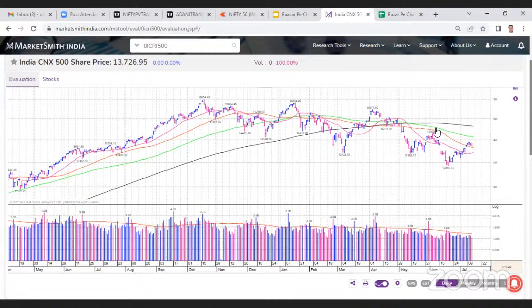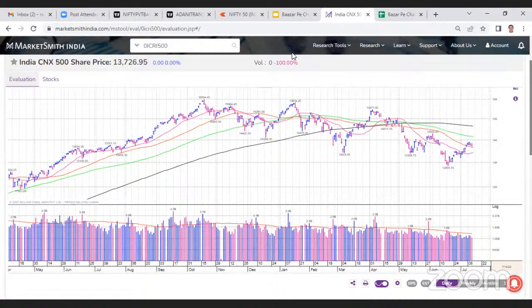Further, from a moving average point of view, it is trending below all key moving averages, be it 200 days, 100 days, 50 days. There is a negative crossover also. Momentum is deteriorating: weekly and monthly RSI are in downward slope. Weekly RSI is forming lower top, lower bottom, and is trending below the zero line with negative crossover. Monthly RSI has already given a negative crossover indication.